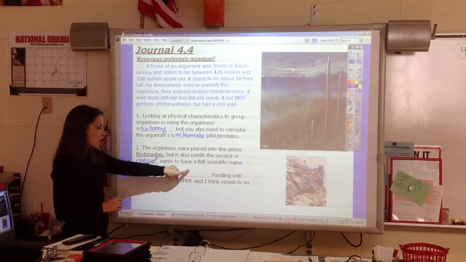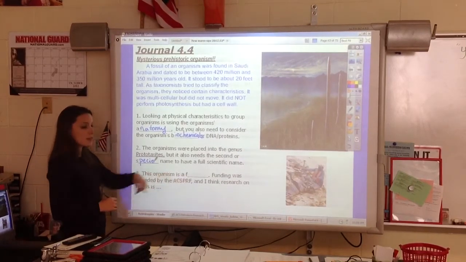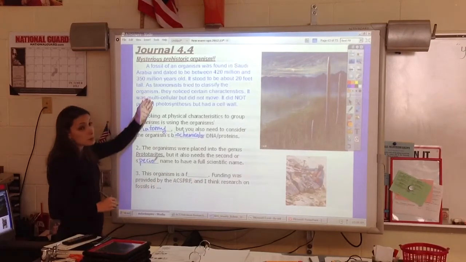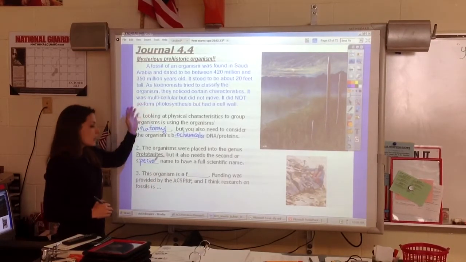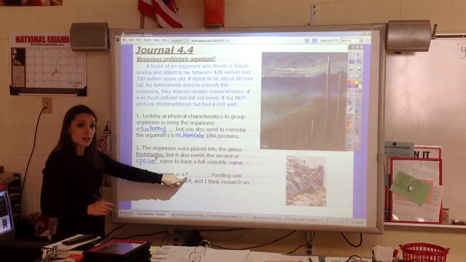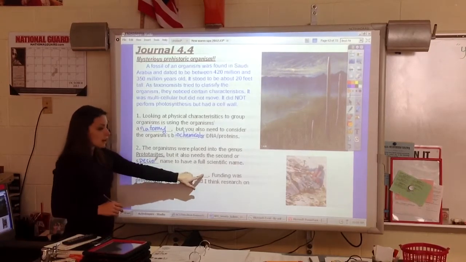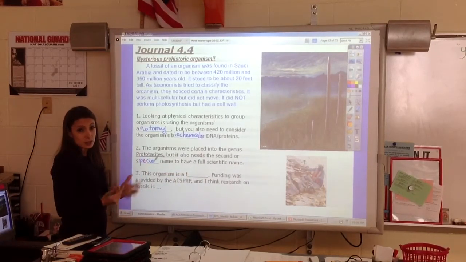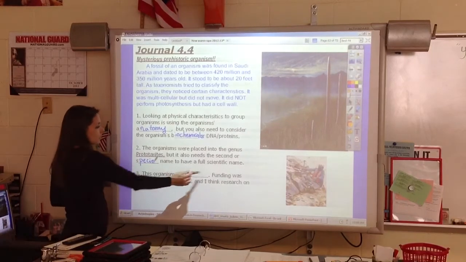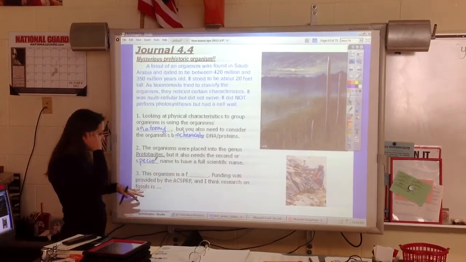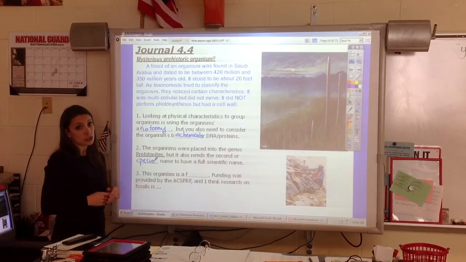The last part, I'm asking you to go ahead and figure out what this organism is. It's not a plant, it's not an animal. It actually starts with an F. And so see if you guys can figure out what this organism really is. And then your opinion question is on, do you think that funding this research is important?